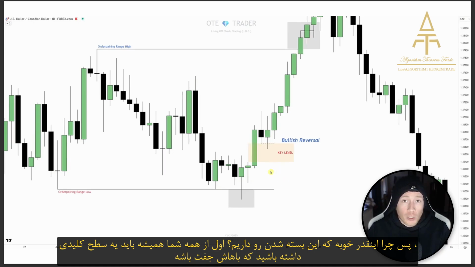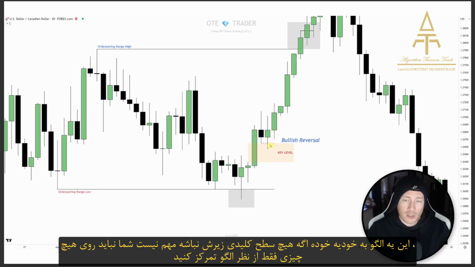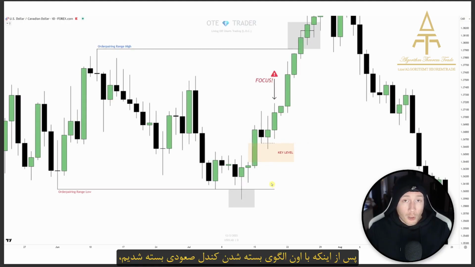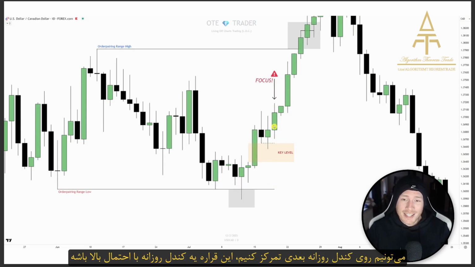So why is it so good that we have this closure? First of all, you always need to have a key level paired up with it. This is a pattern on itself. If there's no key level below it, it doesn't matter. You should not focus on anything just pattern wise. It always has to be context and narrative first. Key levels are very important. So after we close with that bullish candle closure pattern, we can focus on the next daily candle.